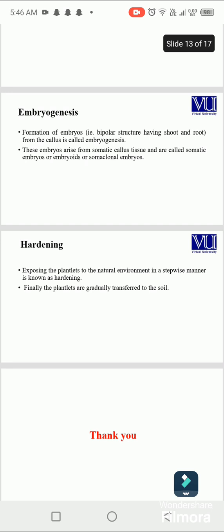Hardening. Exposing the plantlets to the natural environment in a stepwise manner is known as hardening. Finally, the plantlets are gradually transferred to the soil.